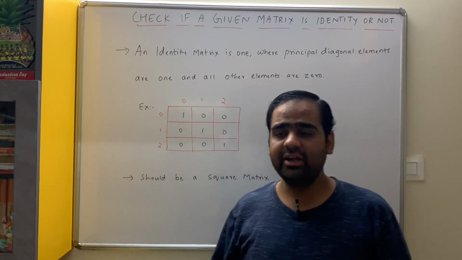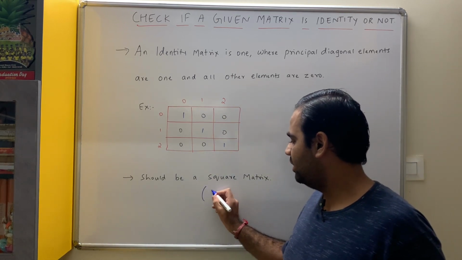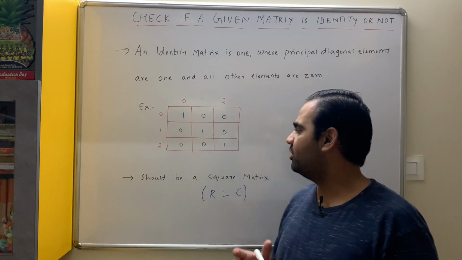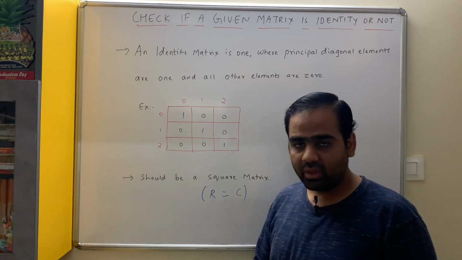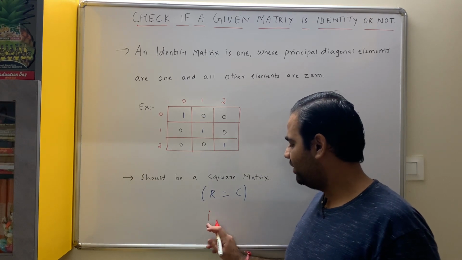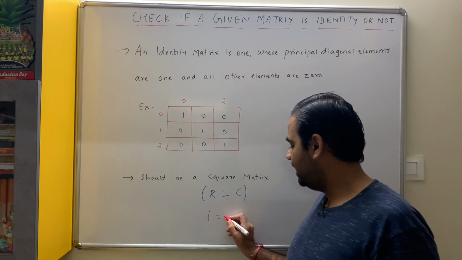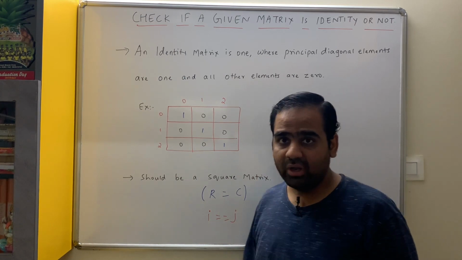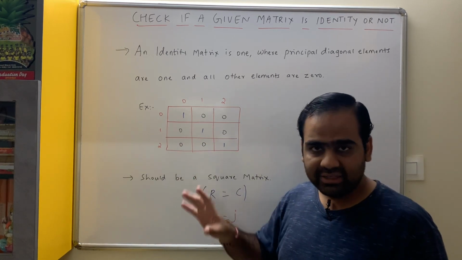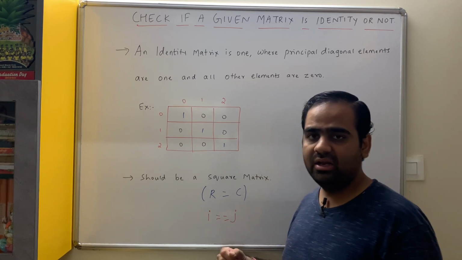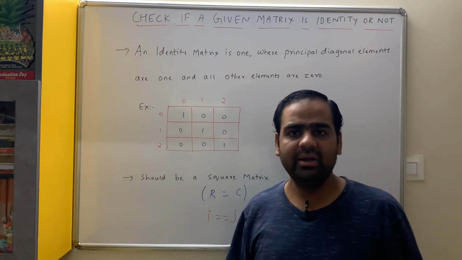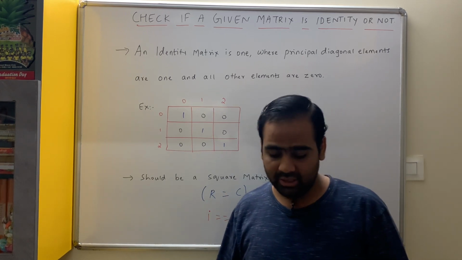Whenever we say it should be a square matrix, that means the number of rows should be equal to the number of columns. Here the matrix is of order 3 cross 3. We know the principal diagonal elements are those where the row number is equal to the column number. Now we take each element of the matrix and check: if it is a principal diagonal element, it should be 1, and if it is not a principal diagonal element, it should be 0. It cannot be anything other than that.